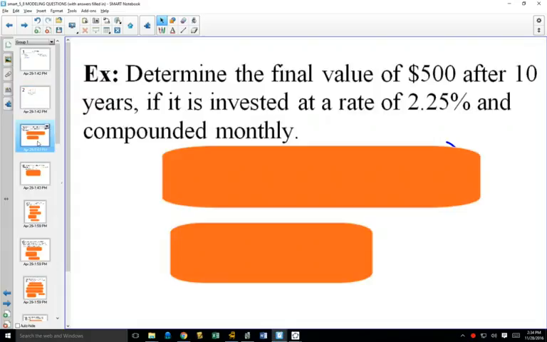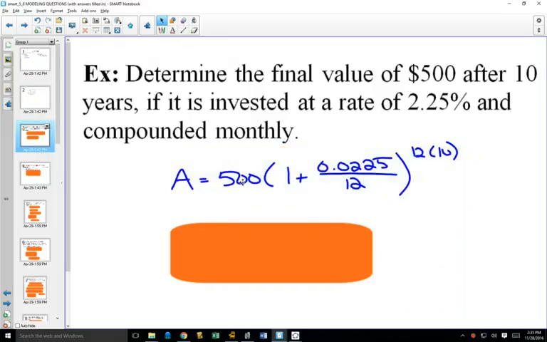Some of the questions are going to be really straightforward. Determine the final value of $500 after 10 years if it's invested at a rate of 2.25% interest and compounded monthly. So we just need to plug things into our formula. We want to find the amount. The initial amount was 500. That's your principal. Your interest rate, you change it to a decimal.